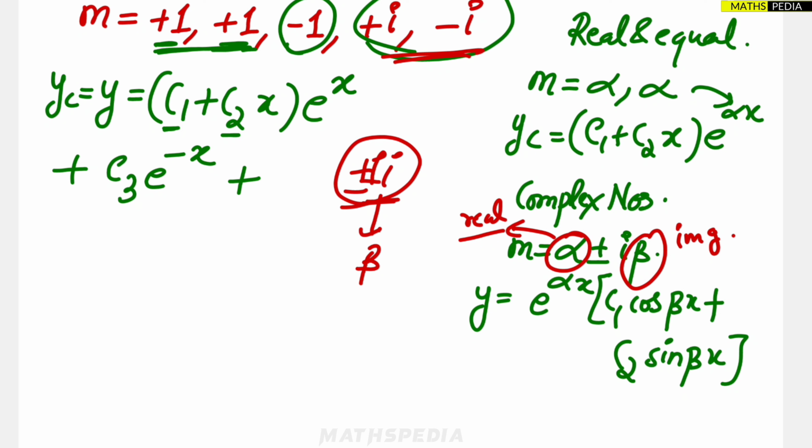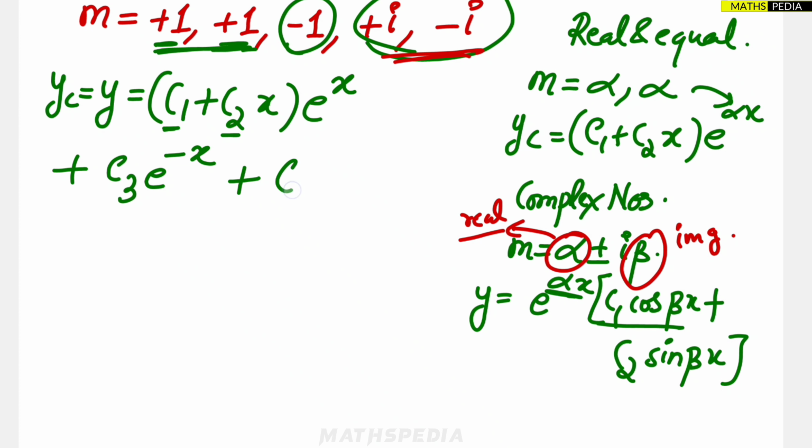Beside i, no one is sitting, that means it is basically 1. Not 0 and 1, so plus or minus 1i. So beta we write as 1. E power alpha x: be careful, alpha is not there, so no need to write e power alpha x. Directly write c4 cos beta x, which means cos x, plus c5 sin beta x, so sin x.